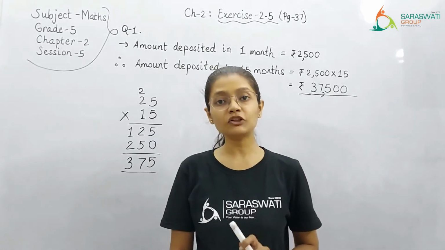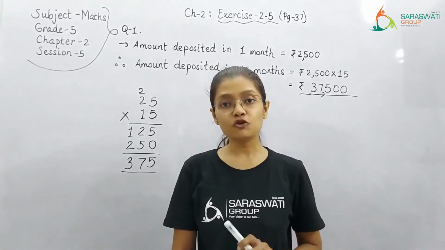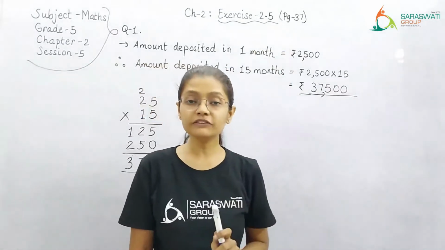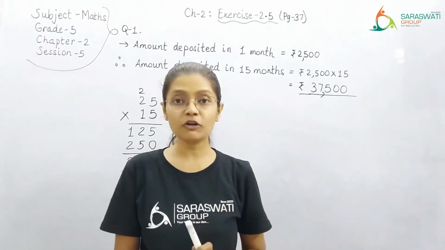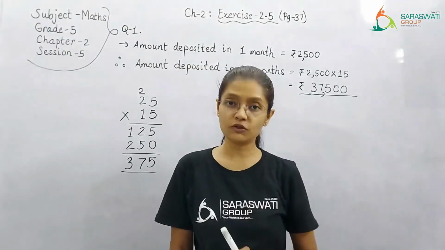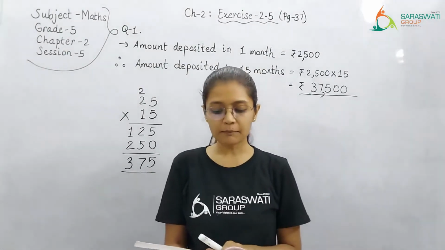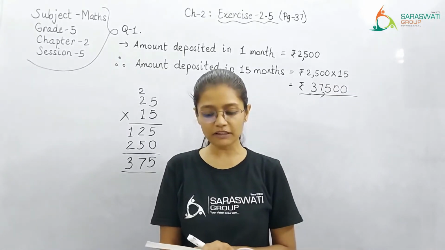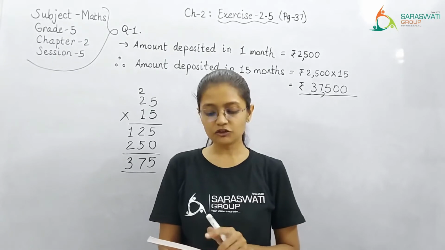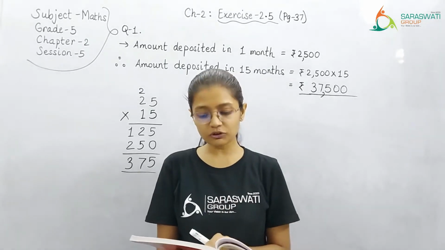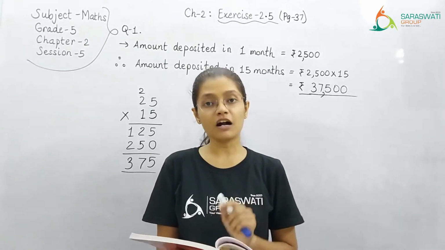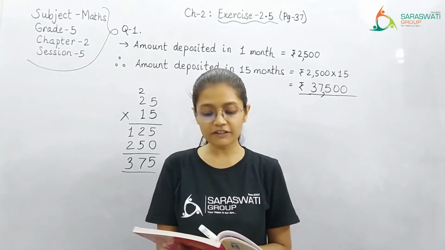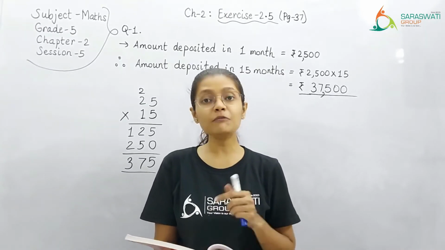Now students, let us solve questions from exercise 2.5 given on page number 37. So students, keep your textbook, rough book and pencil and eraser with you. Now question number 1, Mary deposits rupees 2,500 every month in her account. Right? So she is adding rupees 2,500 in her account every month. Now, how much money would she have deposited in 15 months?